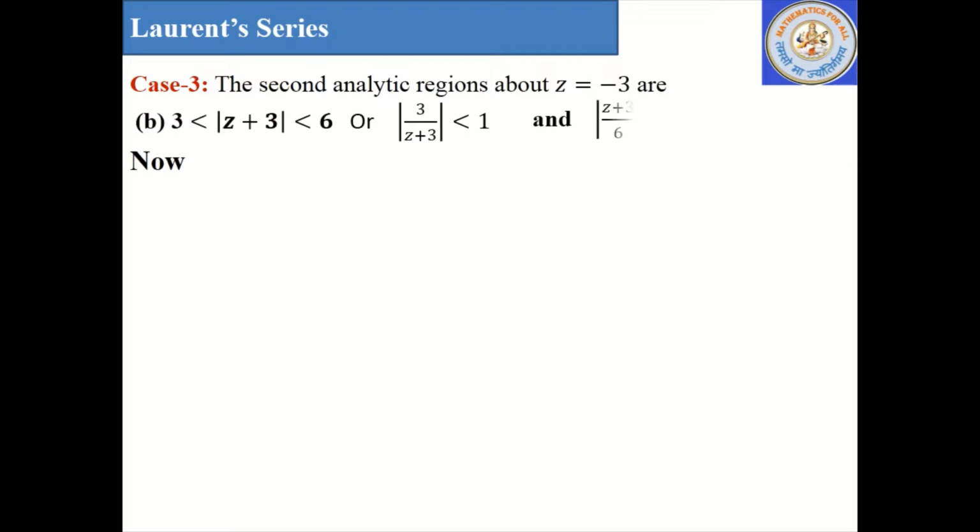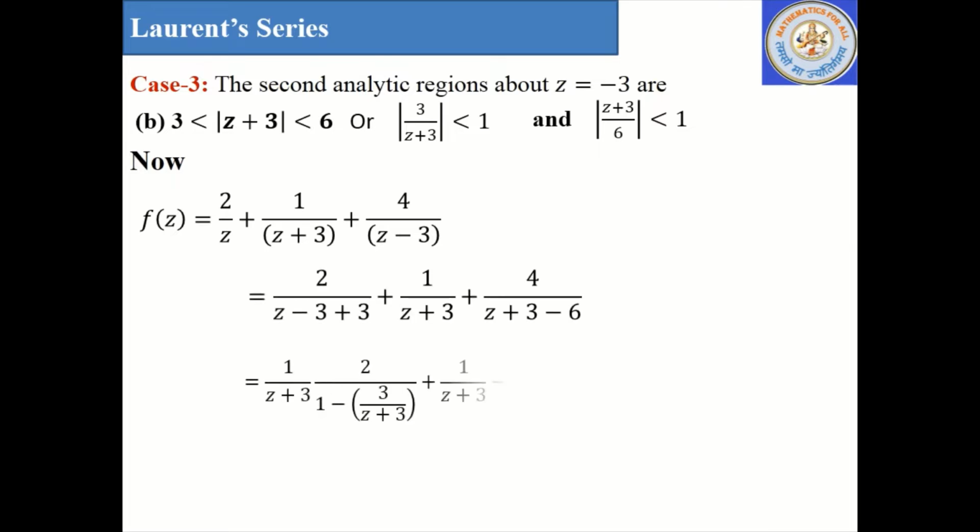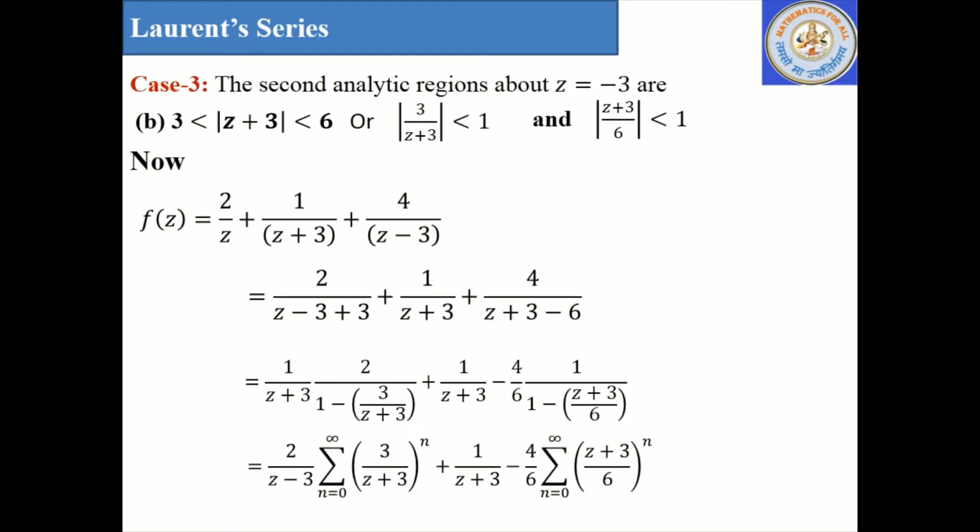Similarly, the third one is the strip, |z plus 3| greater than 3 and less than 6. So we will have these two conditions: |3 upon z plus 3| is less than 1 and |z plus 3 upon 6| is also less than 1. So it is 2 upon z plus 1 upon z plus 3 plus 4 upon z minus 3. Again we deal with the first and third terms, the second we keep as it is. And now you can see, here we have taken z plus 3 common and here minus 6 we have taken common. And this is the required Laurent series expansion.